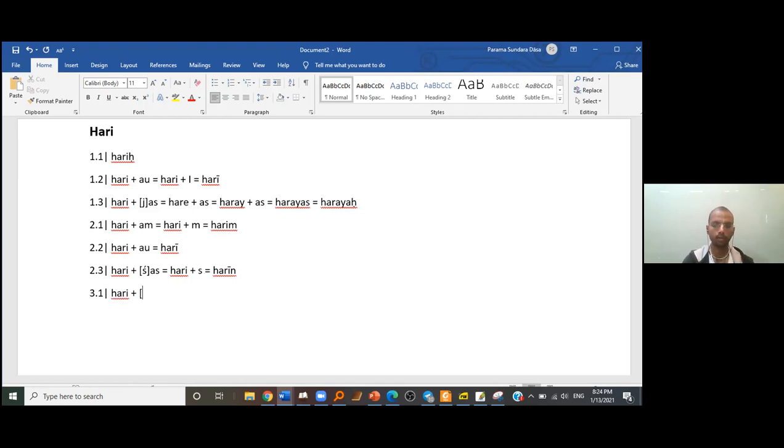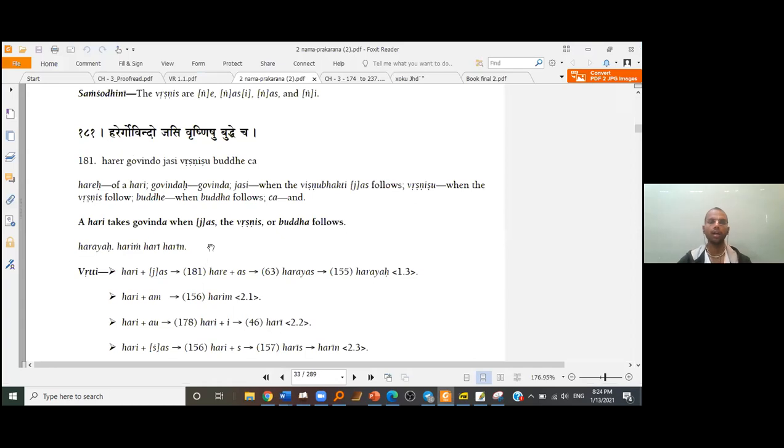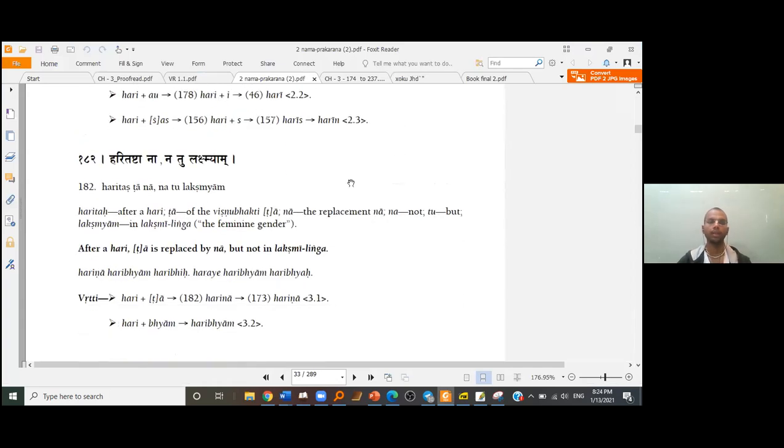Hari Yukta Ta. Now here comes a sutra. Haritashtana natu lakshmyam. After a Hari word, Ta is replaced by Na, but not in Lakshmi Linga. So except for Lakshmi Linga, everywhere after a Hari, Ta is replaced by Na.